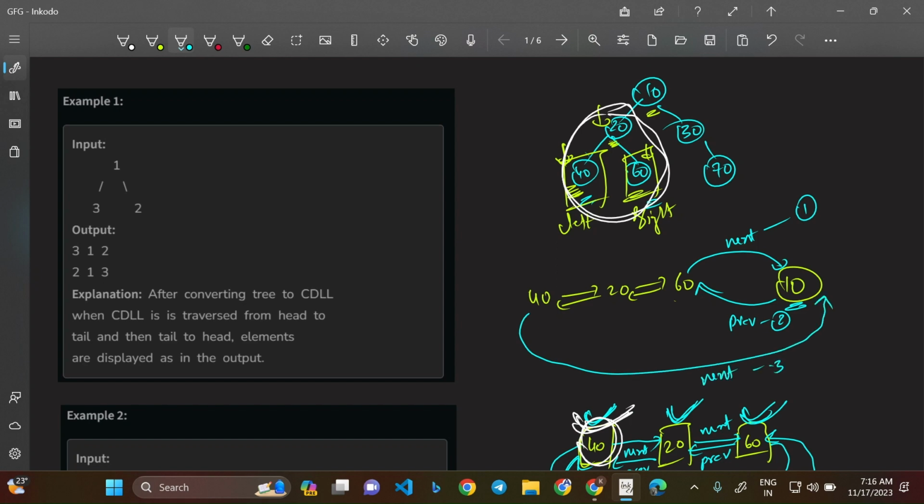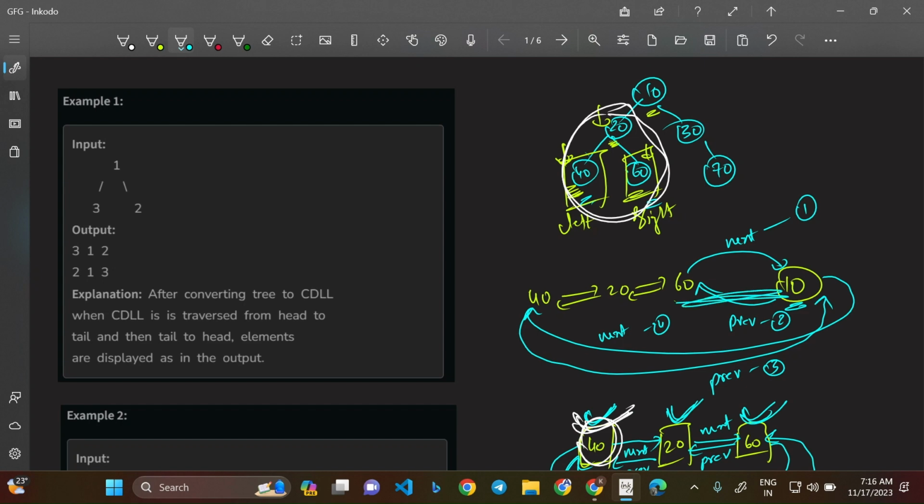40's next would be pointing to 10. This is third. And now also 40's previous, right? So please do not confuse, this is 40's previous, this is the third transition. And 10's next would be 40. So this is the 4th transition. So there are a total of 4 transitions that I'm doing.